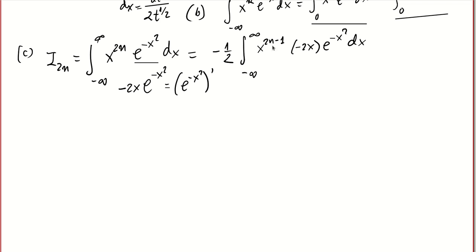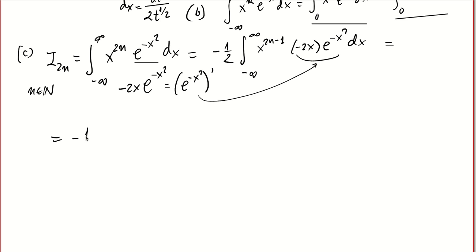There's no problem, because the lowest value this can take, n being any natural number, is n equal to 1, and this is still a positive exponent, so perfect. We don't have any problem. We can do this. Now this is the derivative of this exponential, and we can integrate this by parts.